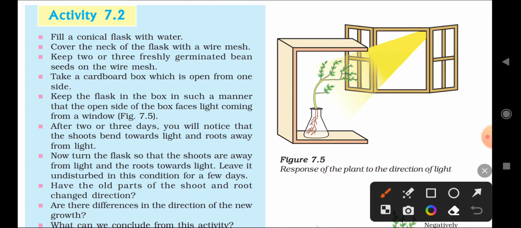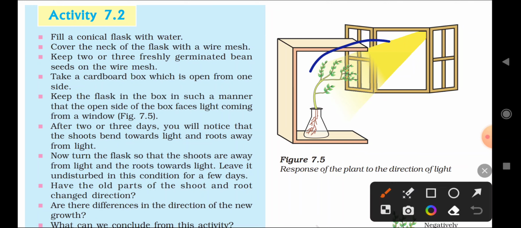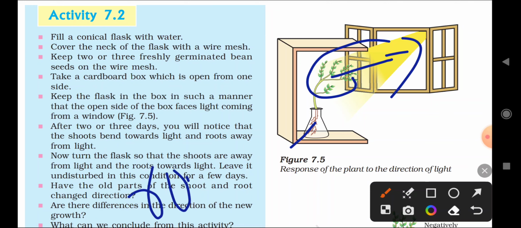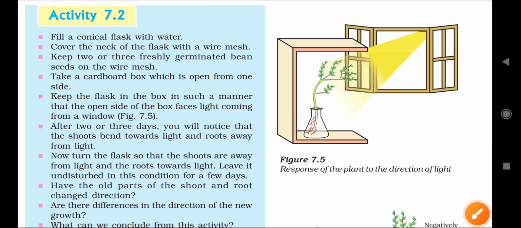After 3 days, we are capturing this germinated plant in the direction of sunlight. These are called the shoots. And these are called roots. From the observation after 3 days, we can conclude that the shoots are bending towards the light and the roots are bending away from the light.